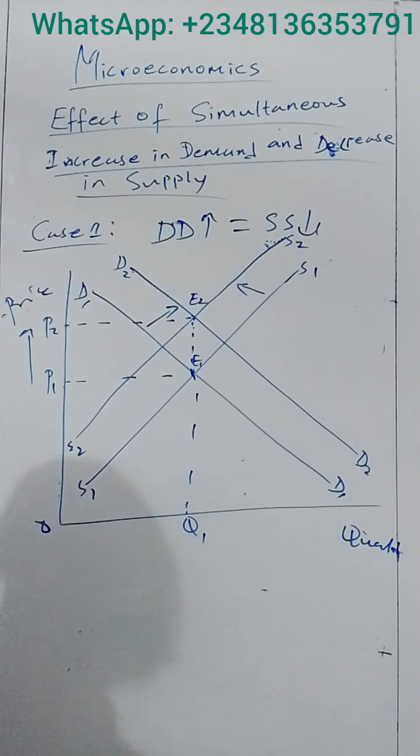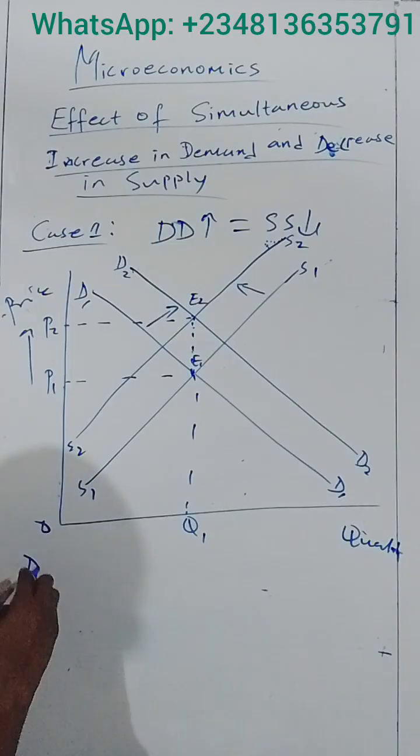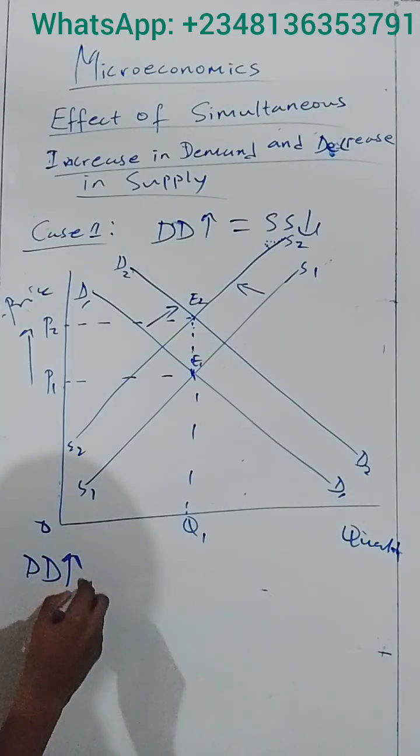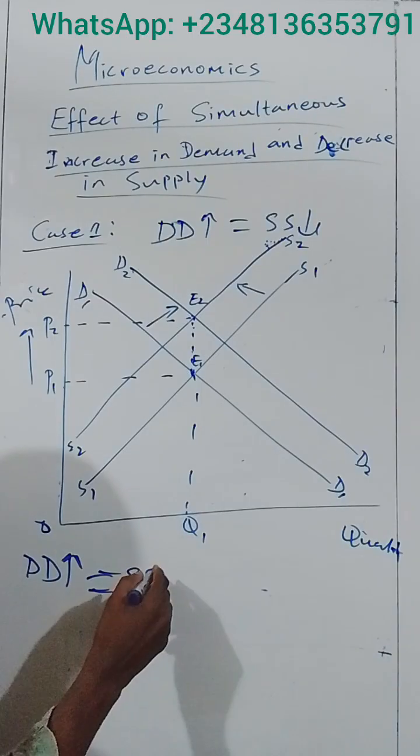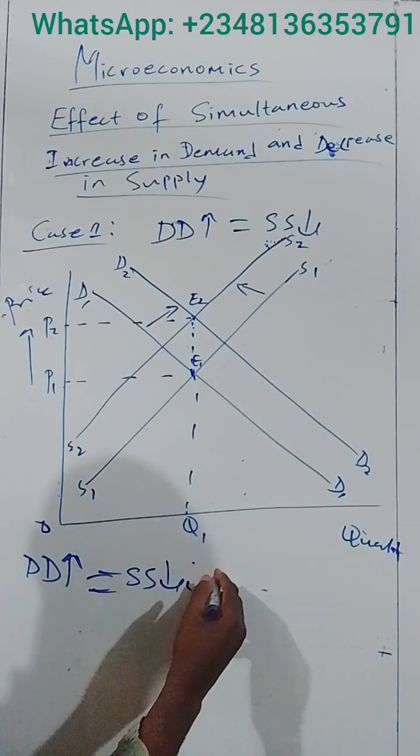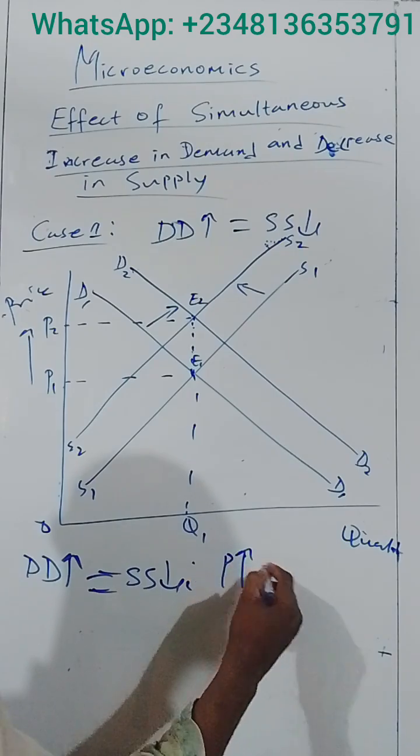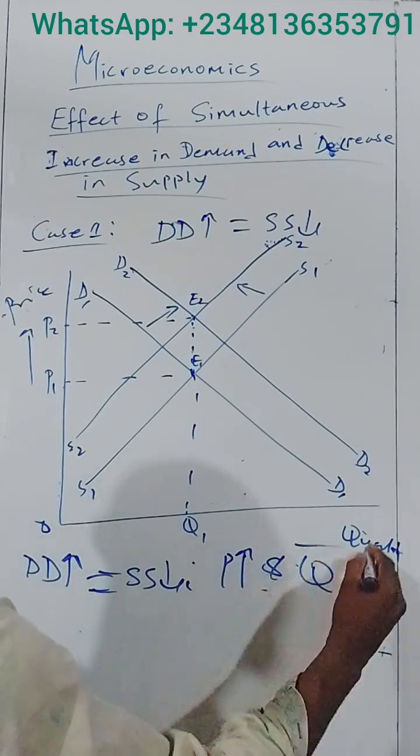So that means wherever there is an increase in demand and also a decrease in supply of the same proportion, the effect will be on the price and the quantity will not be affected. The price will increase while the quantity will not be affected. Summarily, wherever there is an increase in demand and simultaneously a decrease in supply of the same proportion, the price will rise and the quantity will stay the same.